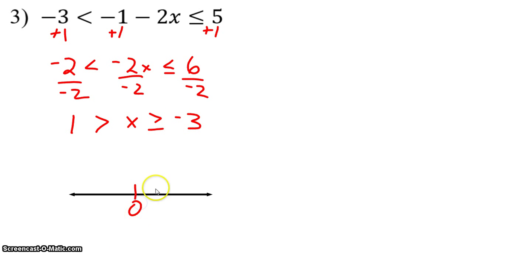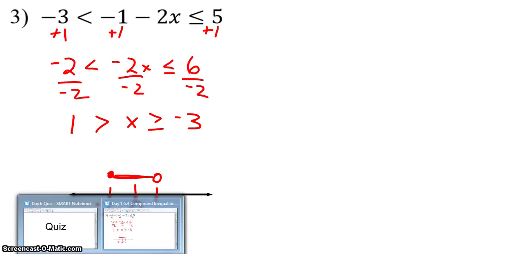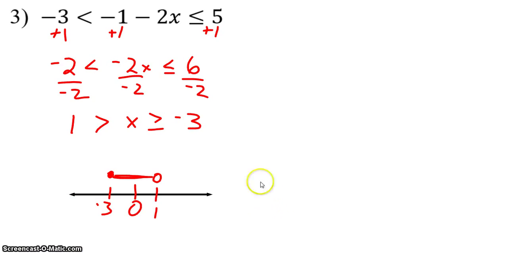So if you go to graph this, it's kind of strange when you see it in this format, but x is less than 1 is open on 1 and it goes to the left. X is greater than or equal to negative 3 is closed and it goes to the right, and that's your final answer of what this would actually look like. So the and statement actually comes together in that case.